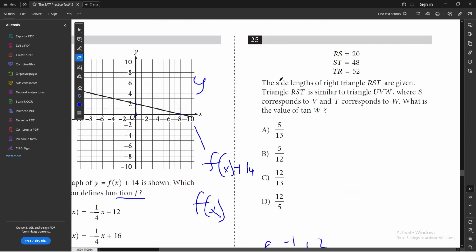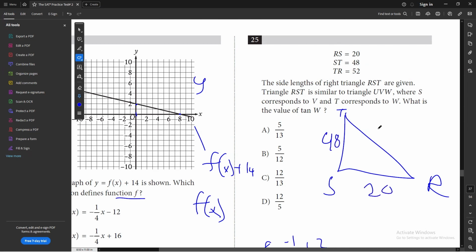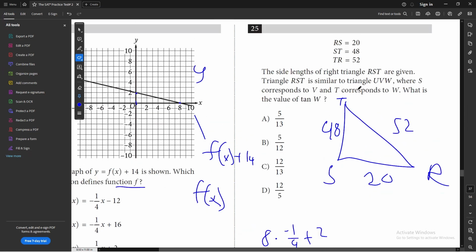Question number 25. The side lengths of right triangle RST are given. Okay, let's just write the right triangle. TR is going to be my hypotenuse because it has the greatest length. And let's say ST is equal to 48, RS is 20, and TR is 52.